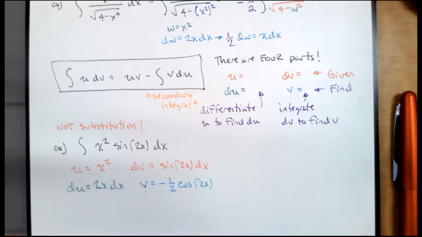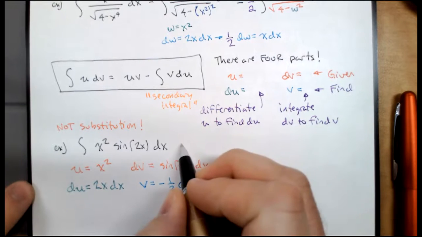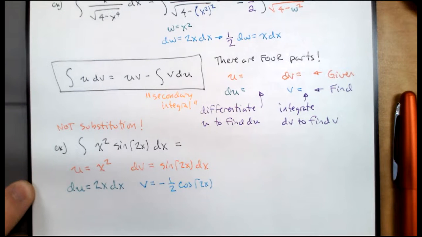Step 0, not substitution. Step 1, assign u and dv. Step 2, differentiate to find du and integrate to find v. Next, put things together in the parts formula. The integral of u dv is uv minus the integral of v times du.